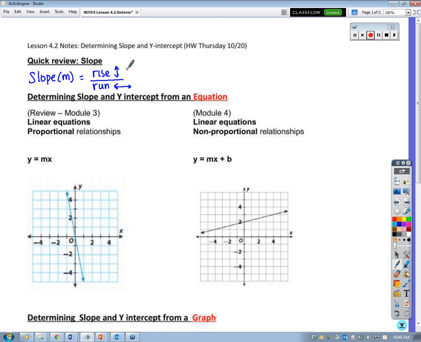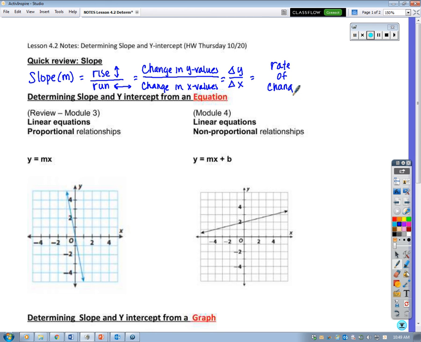Now in a graph, this is all you need to think about: how am I going up or down, and how far am I going over? If you've got actual numerical values, you can think about this as the change in y values over change in x values, and you'll also see that written with this symbol here, that triangle which represents change, so change in y over change in x. And remember that slope is rate of change.